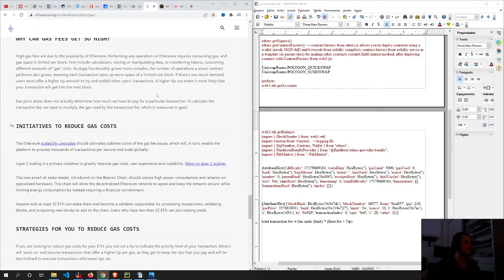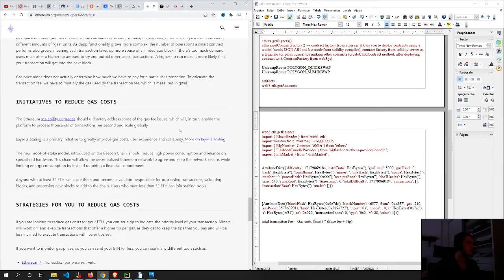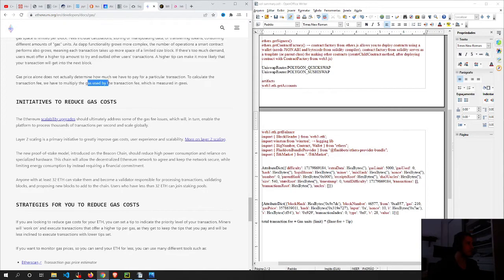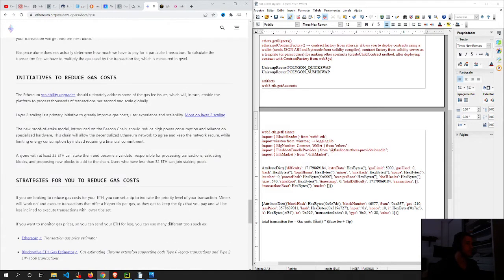The number of operations a smart contract performs also grows, meaning each transaction takes up more space of a limited size block. If there's too much demand, users must offer a high tip amount to try and outbid other users' transactions. A higher tip can make it more likely that your transaction will get into the next block. Gas price alone does not actually determine how much we have to pay for a particular transaction. You have to multiply the gas used by the transaction fee, which is the equation here.